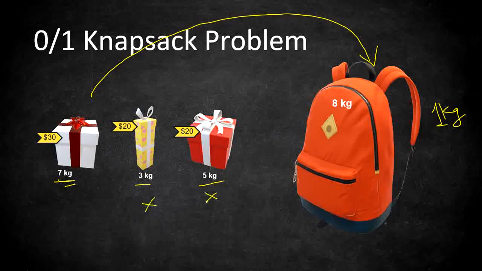The same way, if we ignore this 7 kg item, then we can put both 3 and 5 into the bag, which will give us $40. That is the maximum value we can get from these three items into this bag. So the challenge here is to pick the items so that we maximize the value within the given capacity.